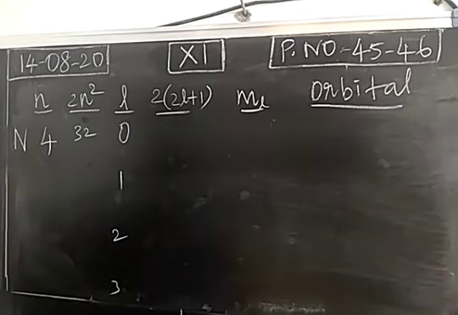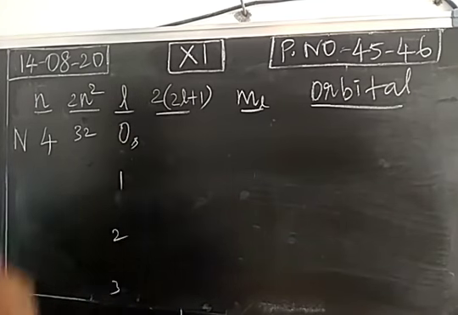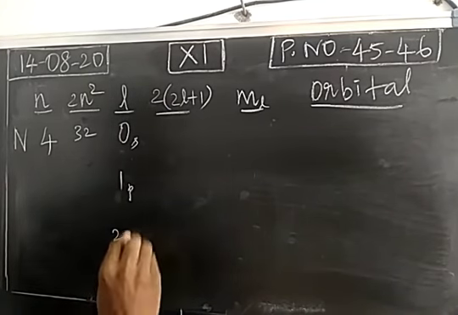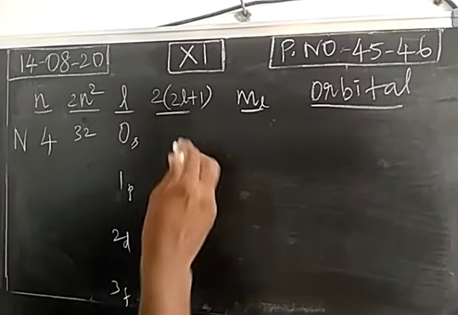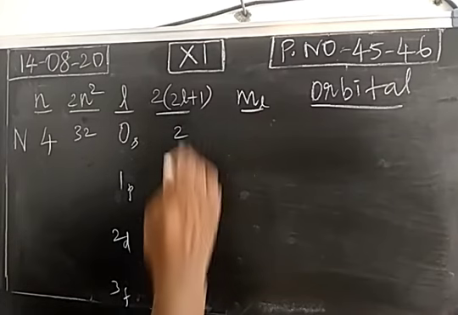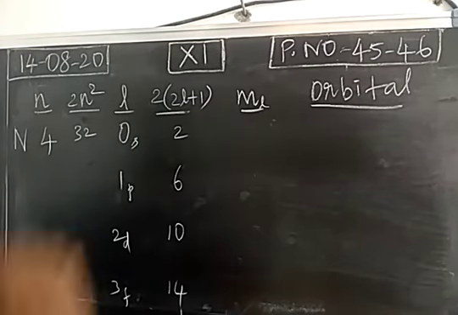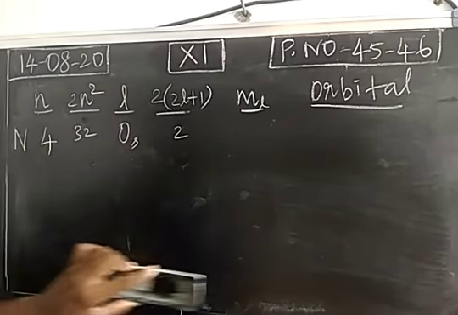Number of electrons in each subcell should be calculated, right? So 0 means S subcell, then P subcell, D subcell, F subcell. Substitute l value here. Maximum 2 electrons will be in S subcell, 6 electrons in P subcell, 10 electrons in D subcell, and 14 electrons in F subcell. Substitute values 0, 1, 2, and 3 here. You will get this. Then possible orientations, right? We may write possible orientations.